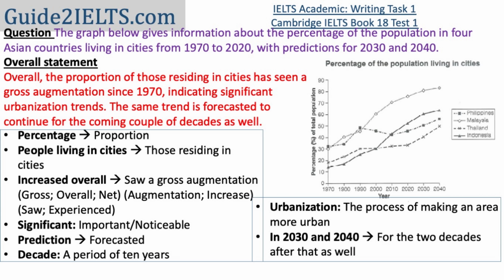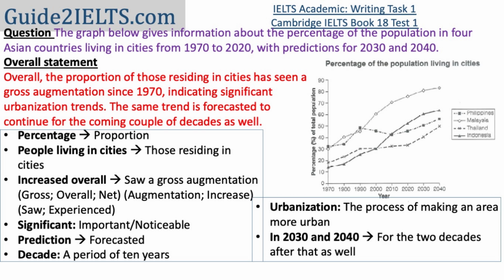A phrase that I have used is gross augmentation. Augmentation means increase. Gross means overall or net. These words will be used quite a bit throughout the writing because we see that from 1970 to 2024, overall there is an increase. There's a gross increase. But between this time, there are some ups and downs. Overall or on the whole, there's an increase. Another word that I've used here is decade. Instead of saying 20 years, I've used a couple of decades.